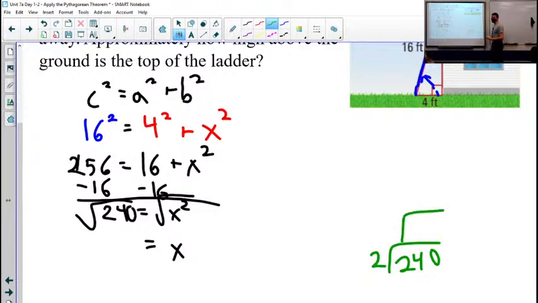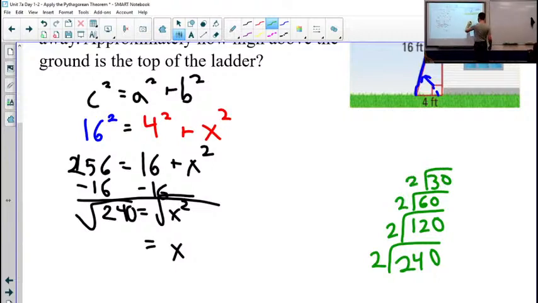Remember, we keep dividing by that smallest number until we can't divide by it anymore. Then we move on to the next one. So we divide by 2, and we get 120. Can we still divide by 2? Yeah. We get 60. Can we still divide by 2? Yeah. And we get 30. Can we still divide by 2? Yeah. And we get 15. Can we still divide by 2? No, we can't divide by 2 anymore.